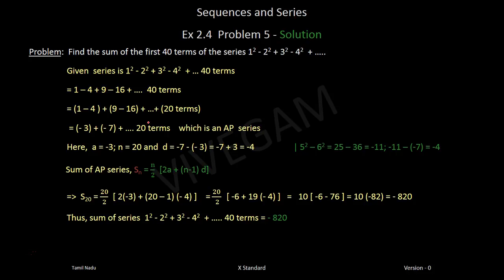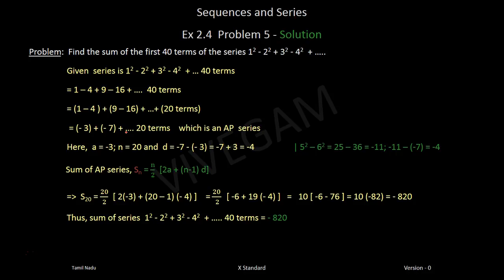Similarly, if you go further, two more terms must be given, that is 5 square and minus 6 square. If you look at it, all the odd are positive and even are negative. That's why we write it as 5 square minus 6 square, the next two terms. If you subtract these two, you'll get 25 minus 36, that is minus 11. So the third term in the series will be minus 11.